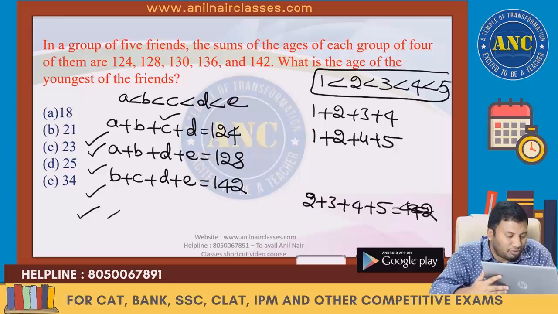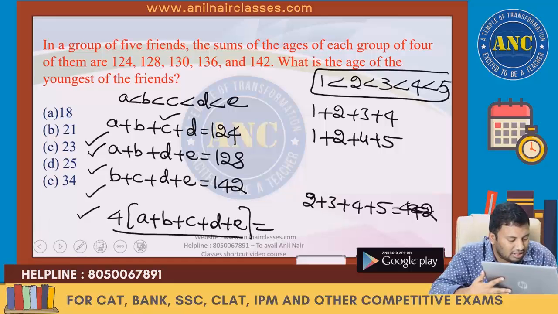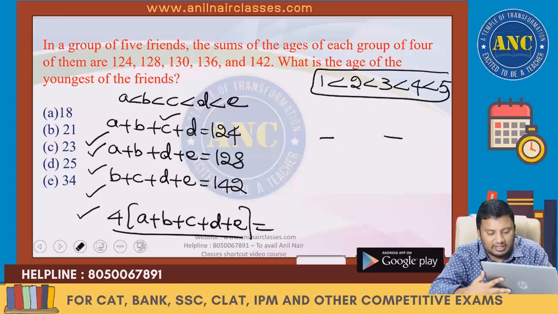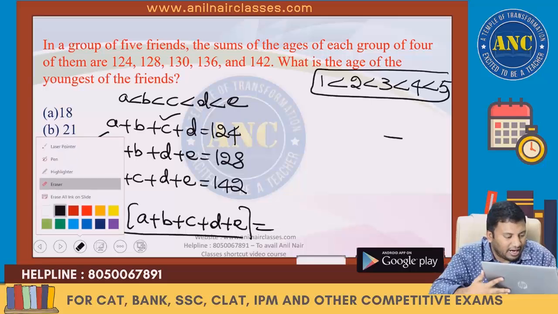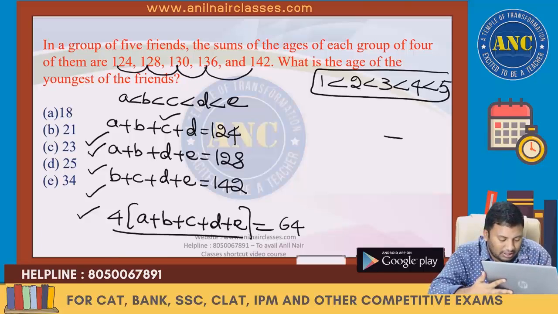A is added 4 times, so 4 into A plus B plus C plus D plus E. This is nothing but the sum of all the weights. Please add all these. If I add all this, what will be the sum? 120, 240, 370, 500, 640. 640 plus 8 plus 4, 12, 12 plus 6, 18, 18 plus 2, 20. 640 plus 20 is 660. What is 4 into A, B, C, D, E?